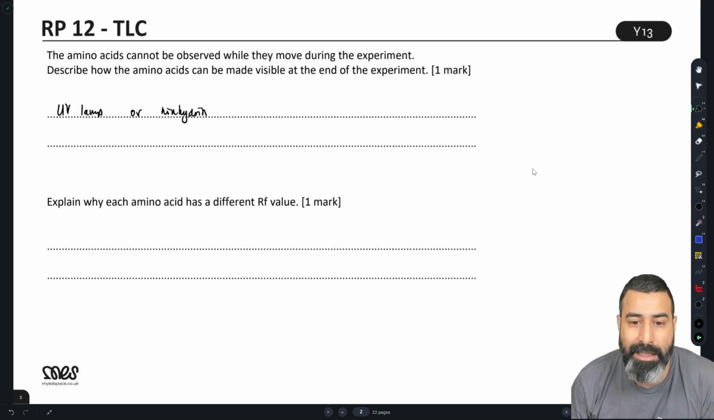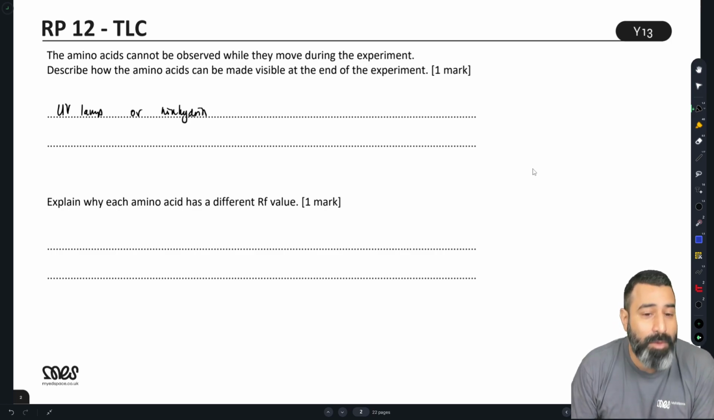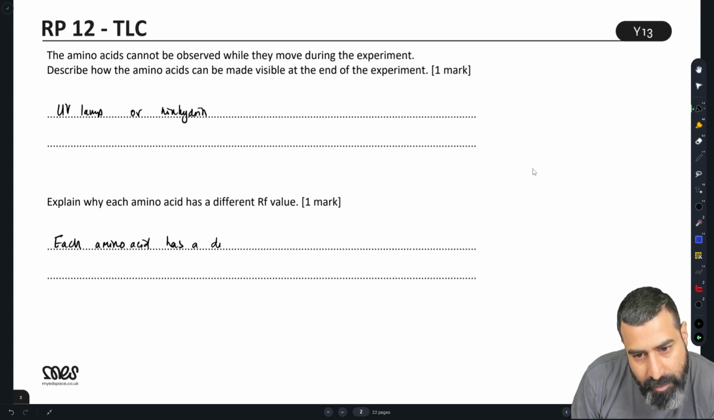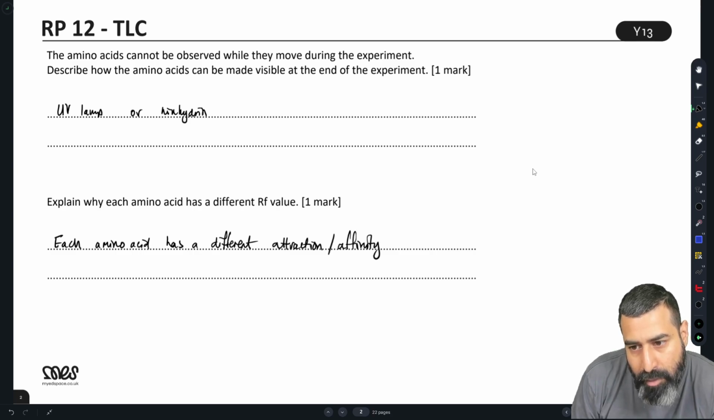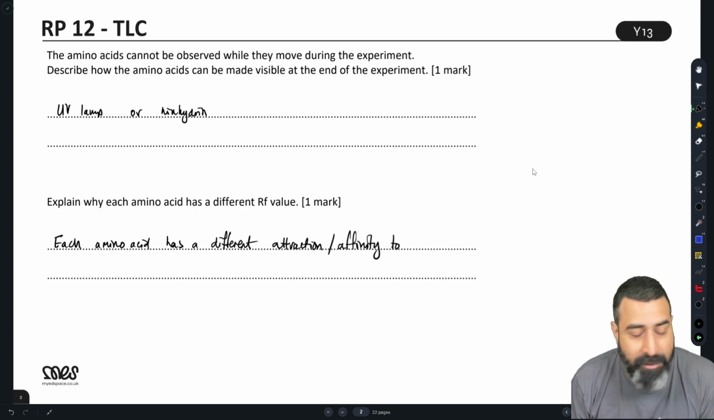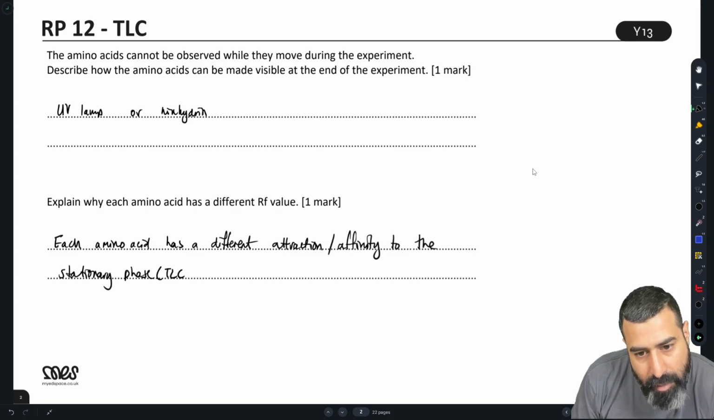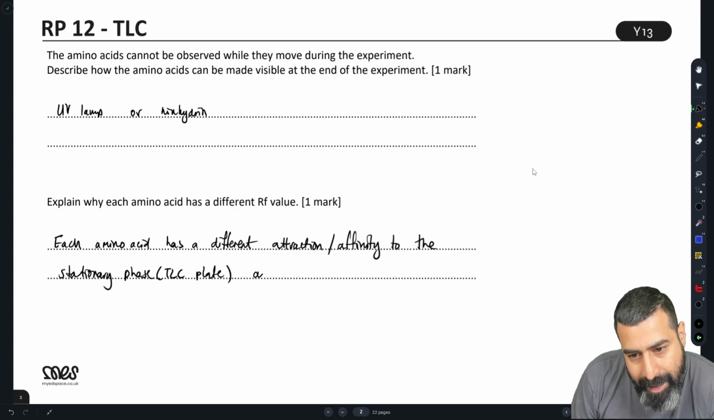Then explain why each amino acid has a different RF value. We already spoke about this. Each amino acid has a different attraction or affinity to the mobile phase and the stationary phase. To the stationary phase, which is the TLC plate, and the mobile phase, which is the solvent.